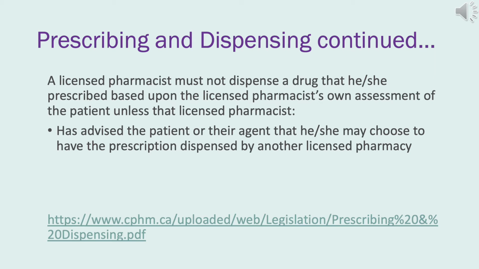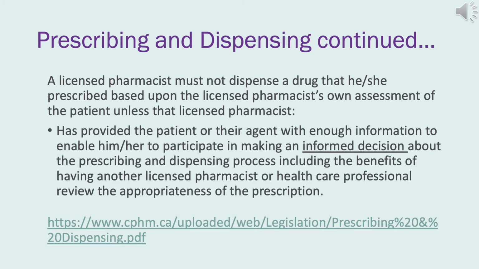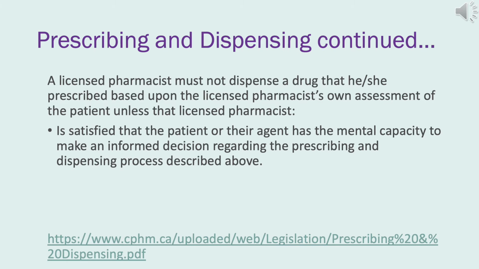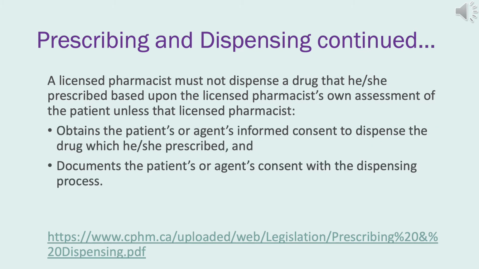If the pharmacist is dispensing a drug that they prescribed based upon their own assessment, they must advise the patient or their agents that they can have the prescription filled at a different pharmacy. They must also give the patient enough information to facilitate informed decision-making. This includes discussing the benefits of having another pharmacist or healthcare professional review the appropriateness of the prescription. The pharmacist must be satisfied that the patient or their agent has the capacity to make an informed decision. The pharmacist must obtain the patient's or agent's informed consent to dispense the drug which he or she prescribed, and this informed consent must be documented.